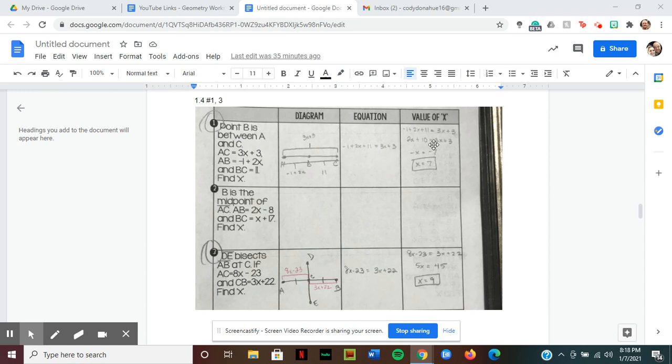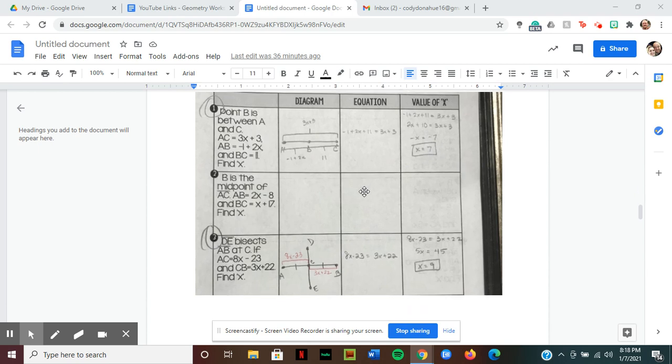So now from here, I move over here, and I start solving for x. I take the negative 1 and the 11, add them together, and get plus 10. So now I've got 2x plus 10 is equal to 3x plus 3. I take 3x, move it over here. So 2x minus 3x gives me negative x. Take the 10, move it over here. So 3 minus 10 gives me negative 7. So negative x equals negative 7. So x equals 7.